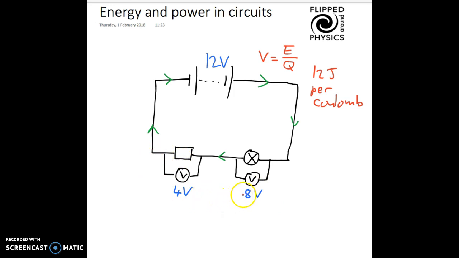In the case of the bulb, the energy goes to produce heat and light. In the case of the resistor, the energy goes to heat up the resistor and the surroundings. The potential difference of 8 volts means that for every coulomb that passes through the bulb, we have 8 joules given up, 8 joules per coulomb. And for every coulomb passing through the resistor, we have 4 joules for every coulomb of charge.